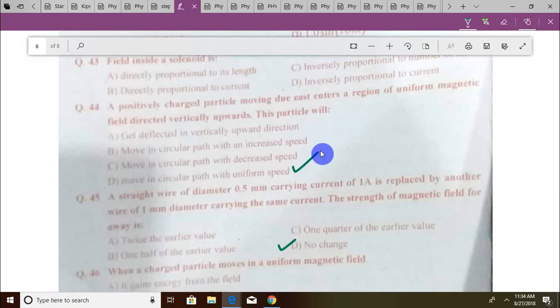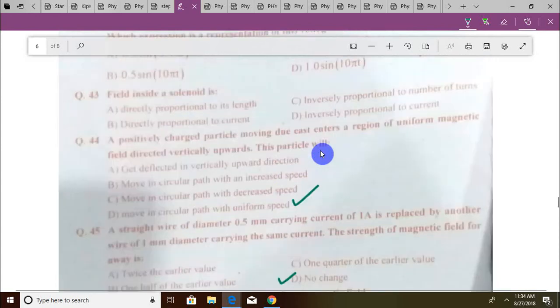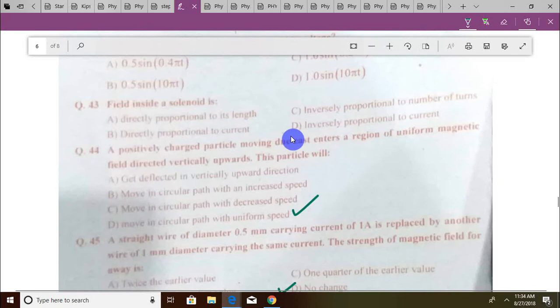And the field inside a solenoid is directly proportional to the length, false. Directly proportional to the current, yes. Inversely proportional to the number of turns, no. Inversely proportional to the current, no.